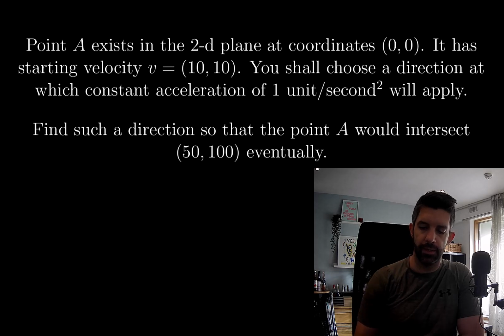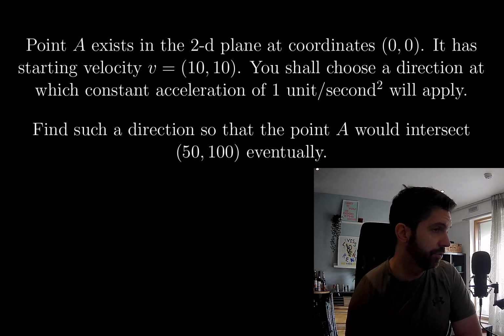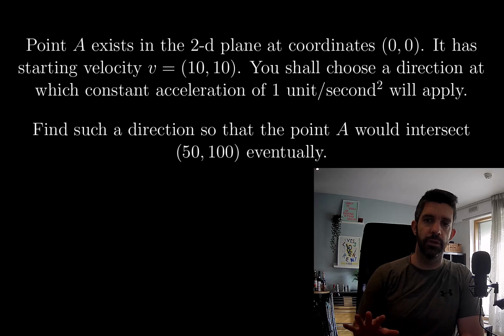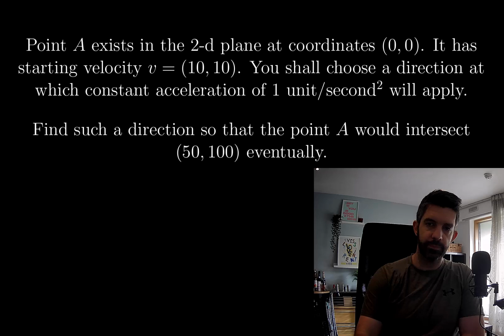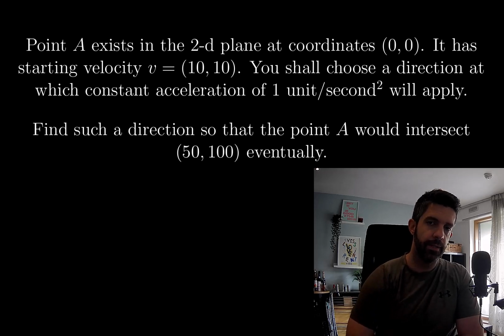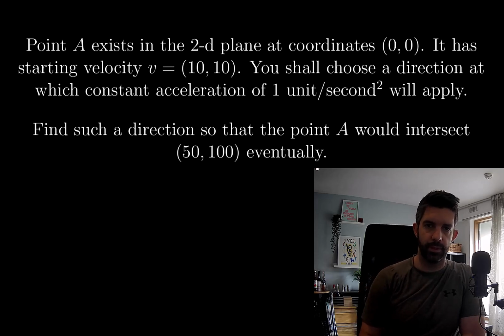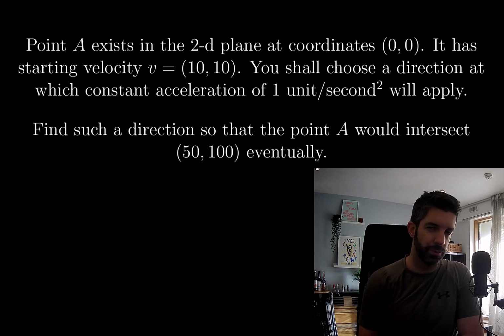So my thought here is just to set up a full coordinate system. We have the initial position and the initial velocity. The acceleration is a vector. We can write down the equations of motion, and we just want to find the particular value of acceleration that puts us through this point.